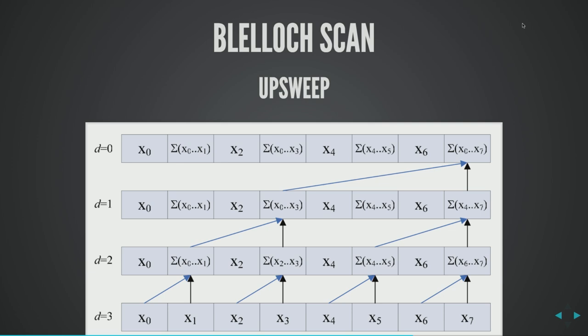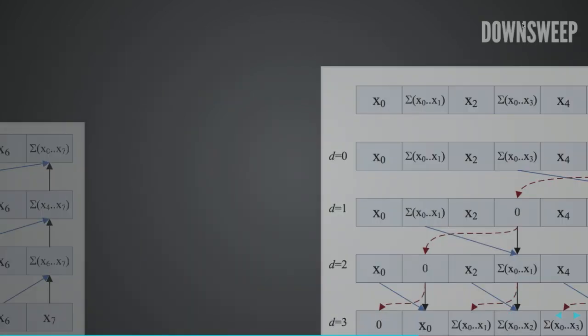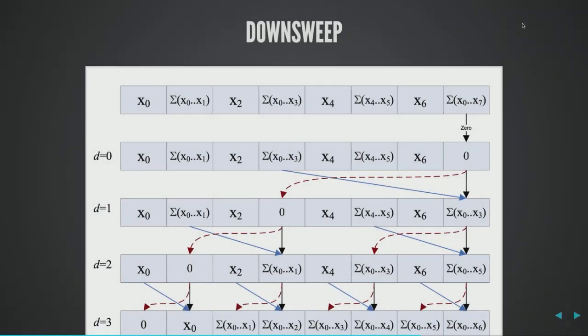And then for the remaining operators, the even number elements, it does a downsweep where it takes a 0 and folds it down. So you can see this is the final list, and it is the prefix sum of what it originally started with.